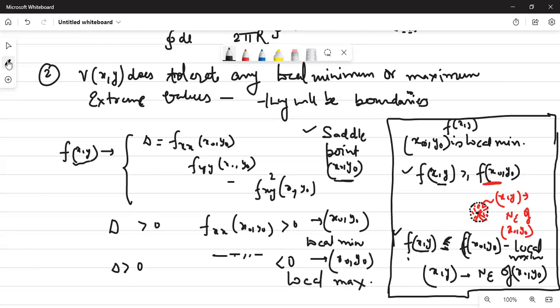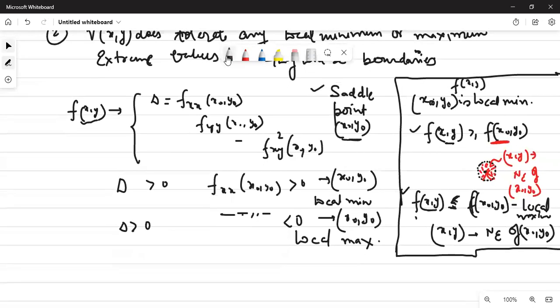And further, if this determinant is negative, then this particular point x0, y0 is a saddle point. As an example, I'm giving you one of the examples which is illustrated here itself.